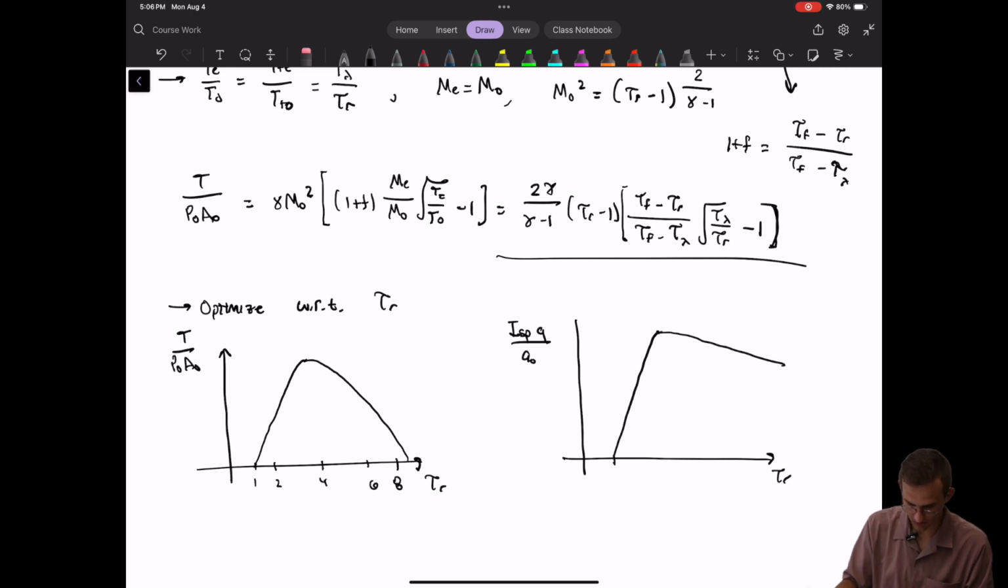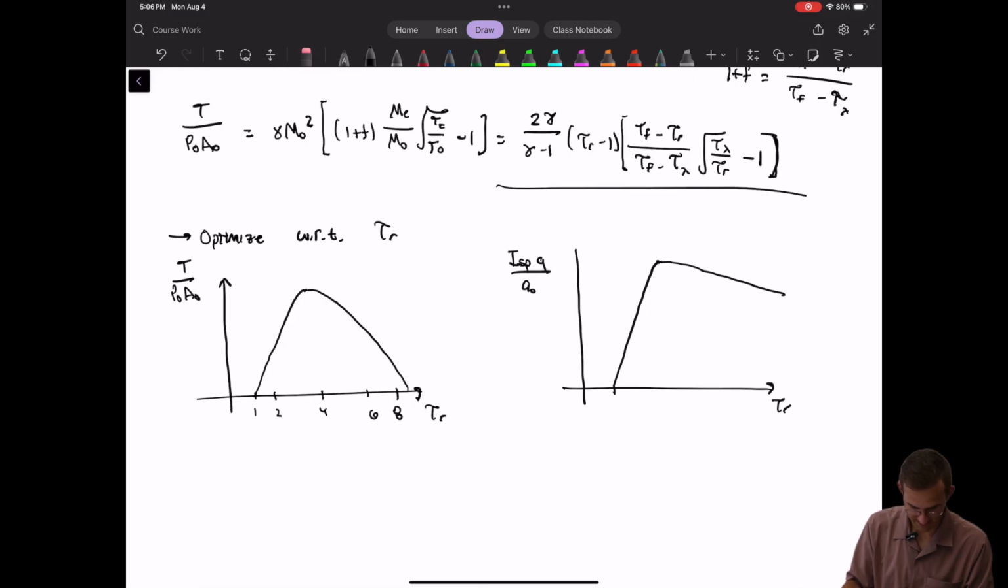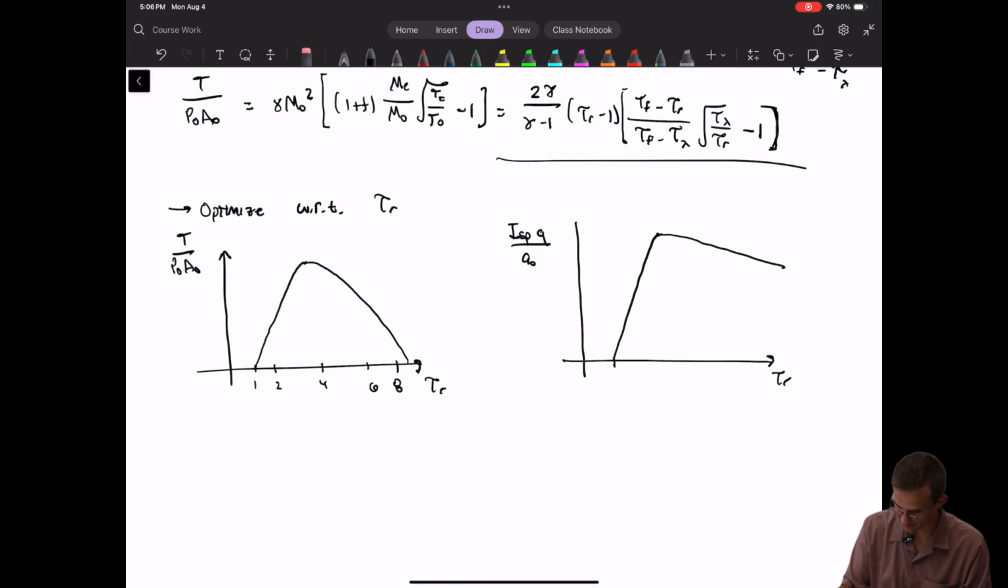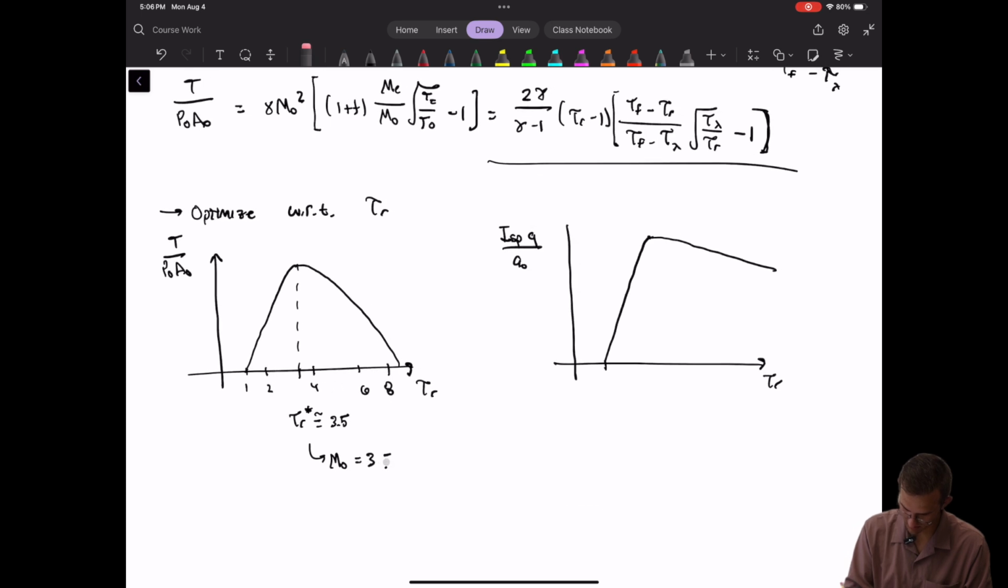Okay, so the cool thing is that first of all, this is tau r star. In this case it is about 3.5, which corresponds, funnily enough, to a Mach number pretty close to that, which is 3.53. So that's where the optimal Mach number is.